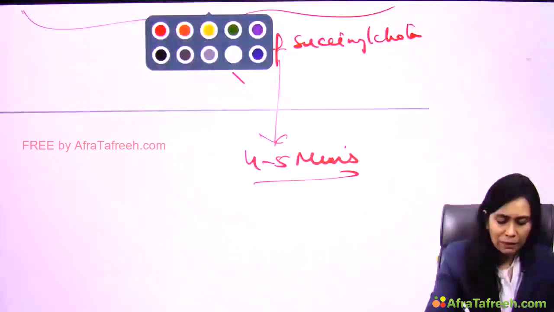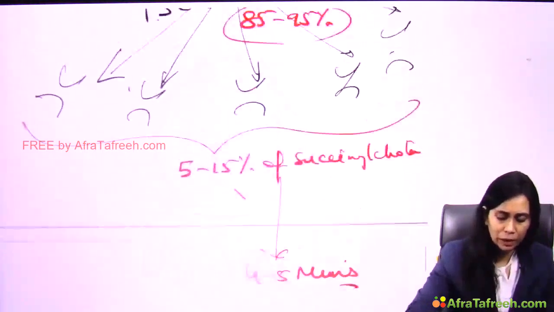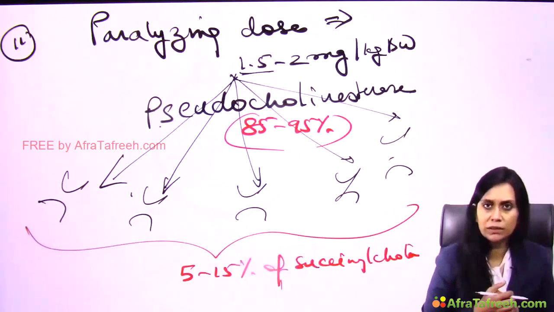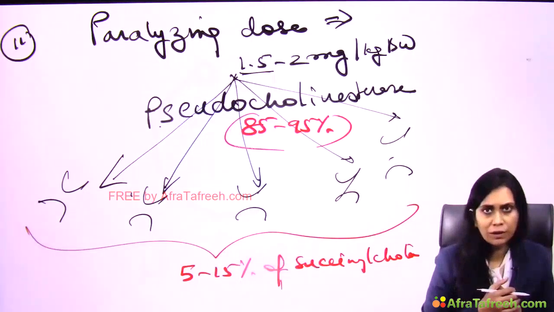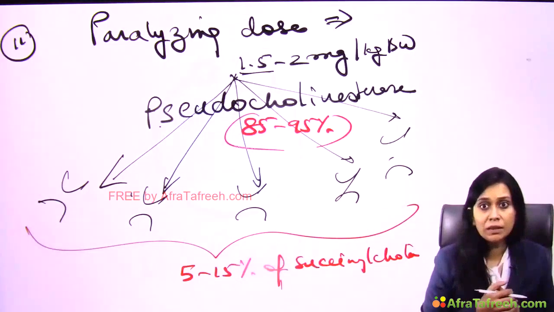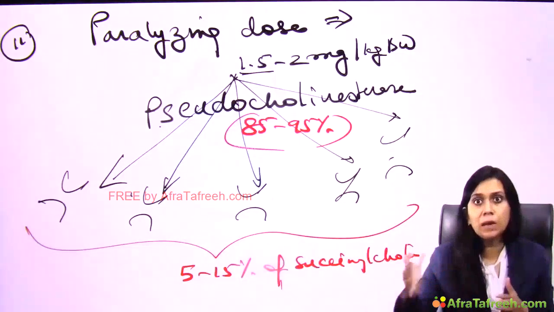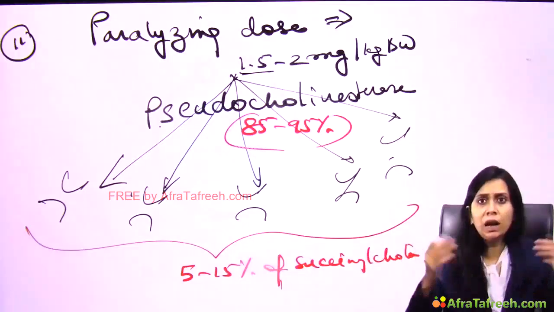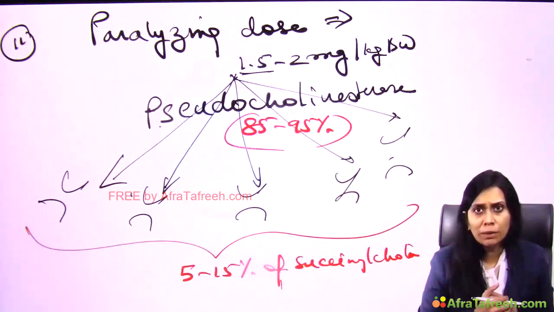Let's say I gave my patient succinylcholine, 1.5 milligram per kg body weight. As expected, paralysis came in 30 to 45 seconds. But paralysis didn't go in 5 minutes. 10 minutes, still paralysis. 20 minutes, still paralysis. 1 hour, still paralysis. 6 hours, still paralysis. 10 hours, still paralysis. What could be the problem?